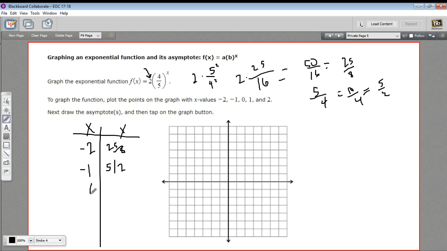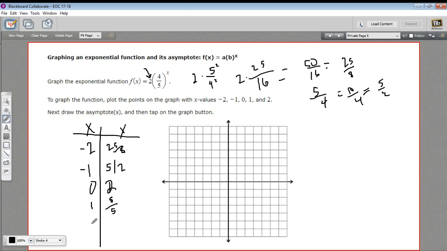And anything to the 0 power is 1. And anything to the first power is just itself. Ooh, whoops, but I've got to multiply this by 2. Aha. So 1 times 2 is 2. And anything to the first power is itself, so that's 4/5. We multiply that by 2, we get 8/5.